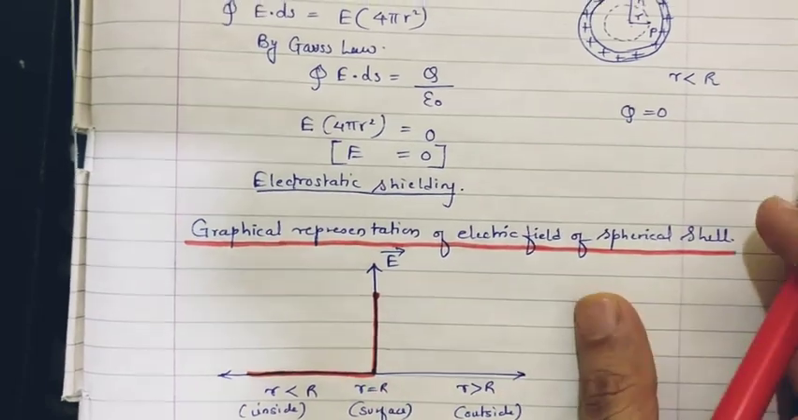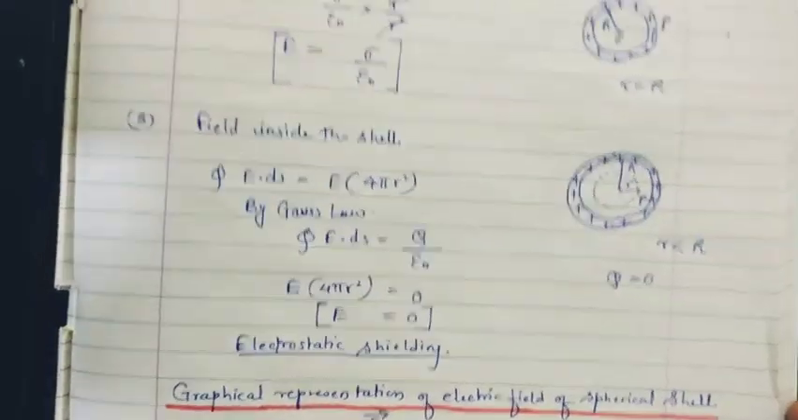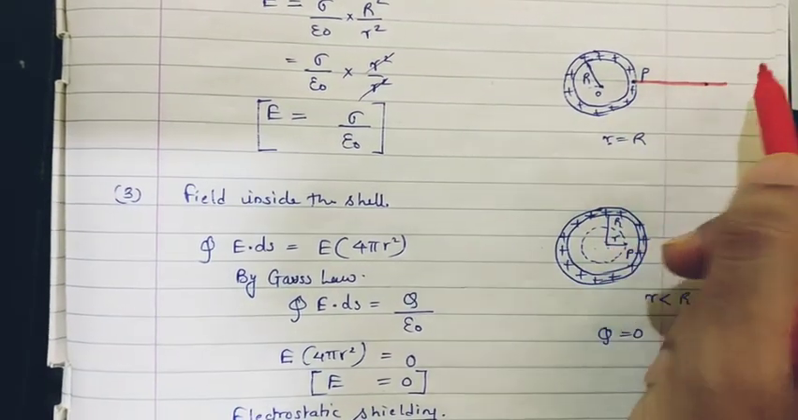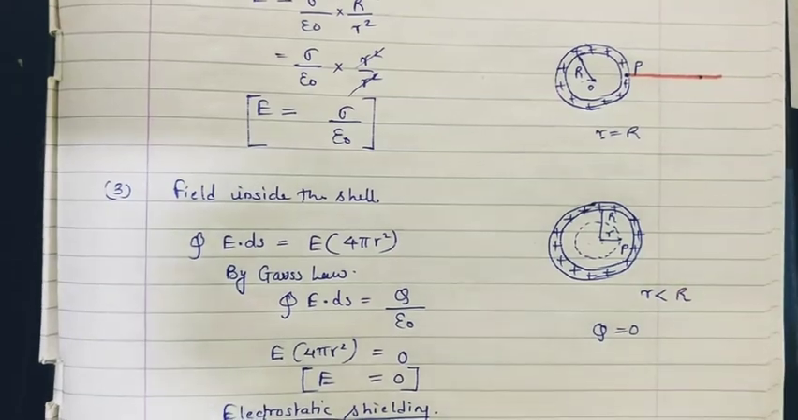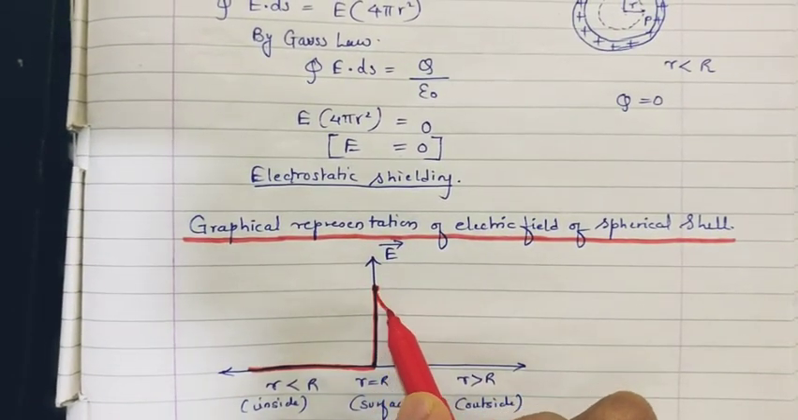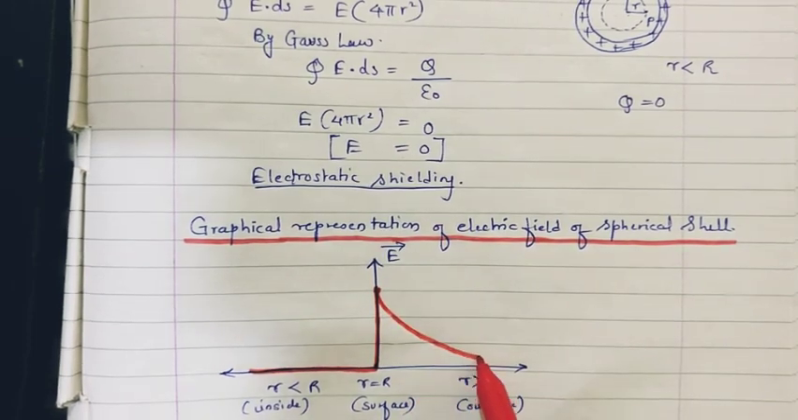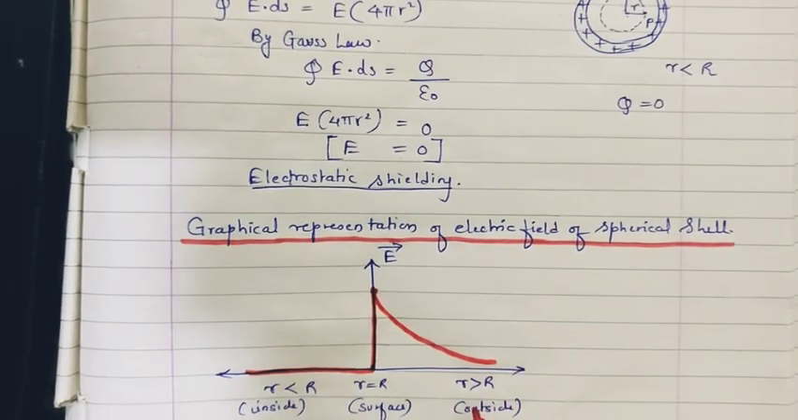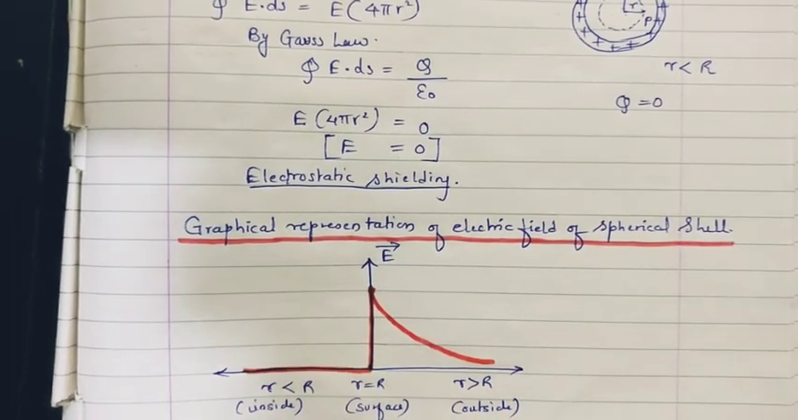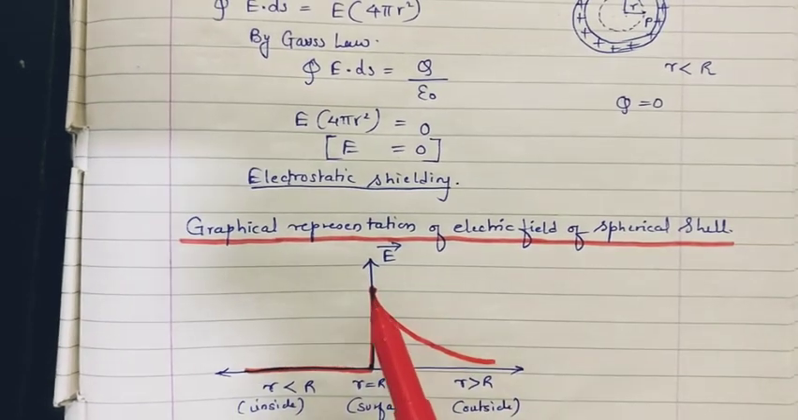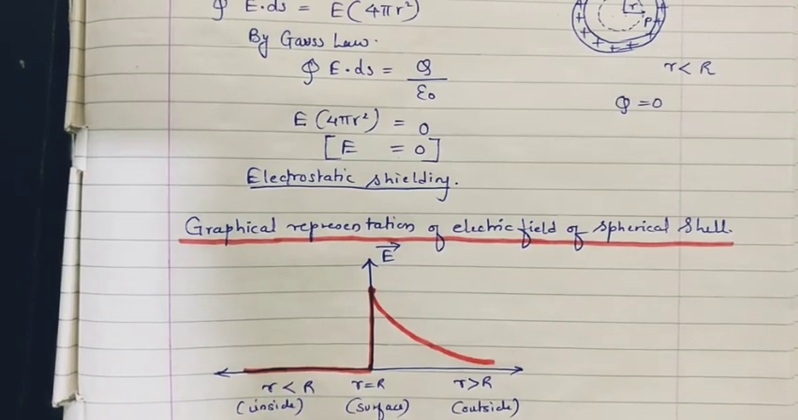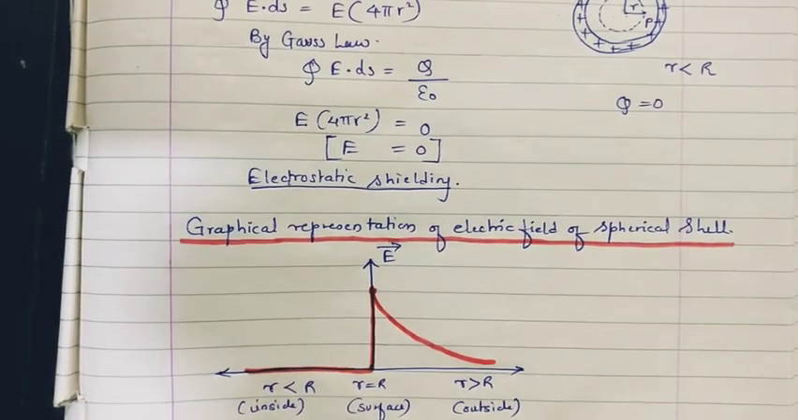Then when you start going away from the surface point, you are dividing by R, correct? You are dividing by the distance. So your value of electric field as you go away from the surface will go on dropping and dropping. As R becomes greater than capital R, as you go away from the spherical shell, your value of electric field will go on dropping. So this is the graphical representation of the electric field of a spherical shell.